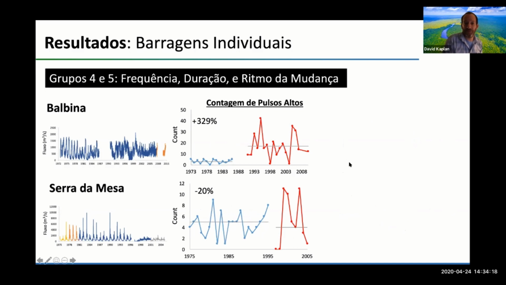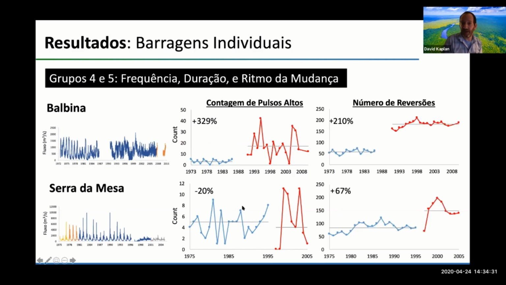Looking at groups 4 and 5, here's that high pulse count that I showed you before, a huge increase at Balbina, basically a much flashier system with dam operation, doing hydropeaking operations there, not as much of a change at Ceja de Mesa. And then this number of reversals. So this is the idea of how many times the flow goes from up to down over the course of a year, tripling at Balbina and going up by two-thirds at Ceja de Mesa. This is indicative, of course, of hydropower operations, but also very confusing as, for example, a cue for fish spawning or migration.